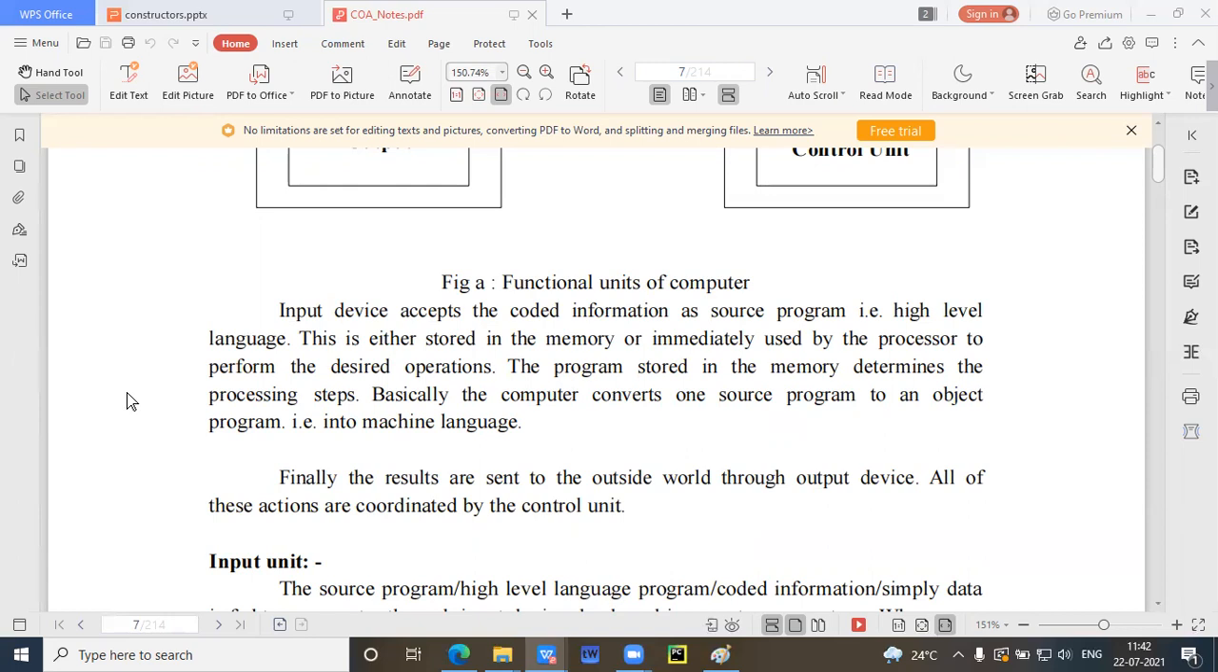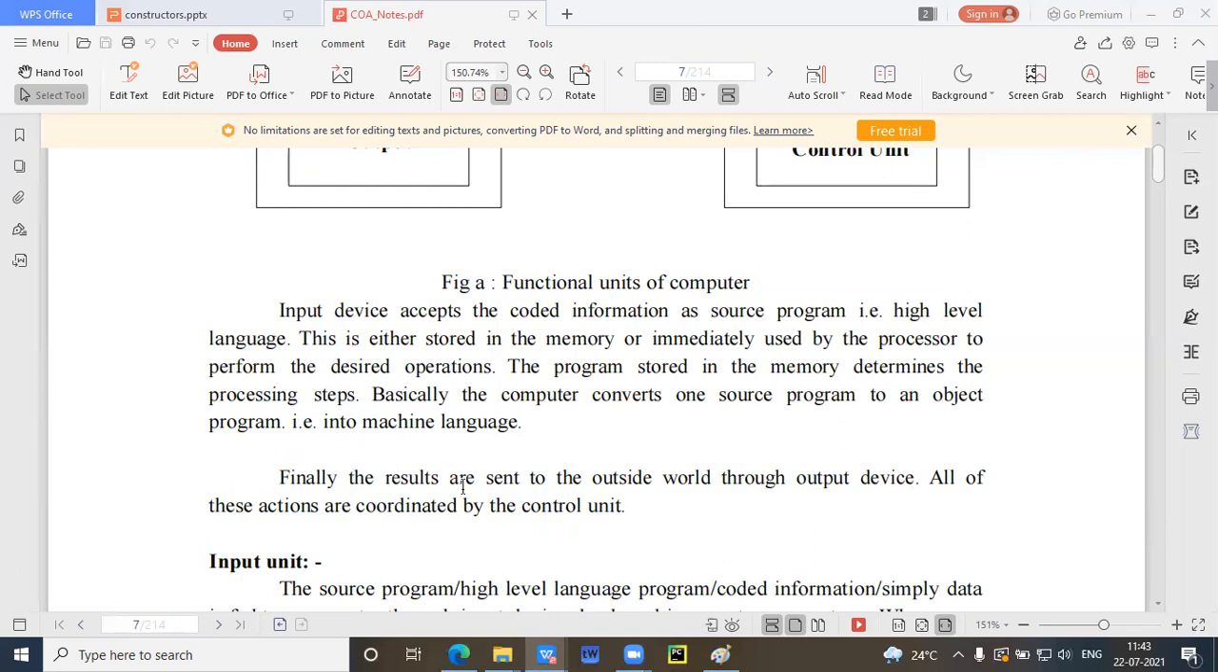This is either stored in memory or immediately used by the processor to perform the desired operations. The program stored in the memory determines the processing steps. Only the program decides the process based on the code you have written in the program. That code determines the steps. Basically, the computer converts the source program to an object program, that is, into machine language. For example, C language is our source program. Then that is converted into machine language, that is zeros and ones, the binary format.